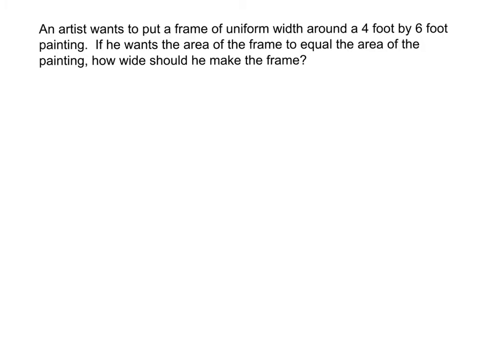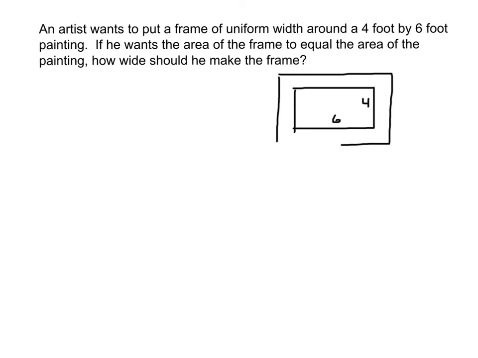If I was going to go through and solve this, obviously the very first thing I would do is draw a picture. So let's say this is the picture of the painting, and it says that the painting is 4 foot by 6 foot. So I'm going to put that it's 4 foot by 6 foot. And then I want a frame of uniform width to go around that. But I don't know what this distance is. So I'm going to call this x. This is that uniform width going around there.